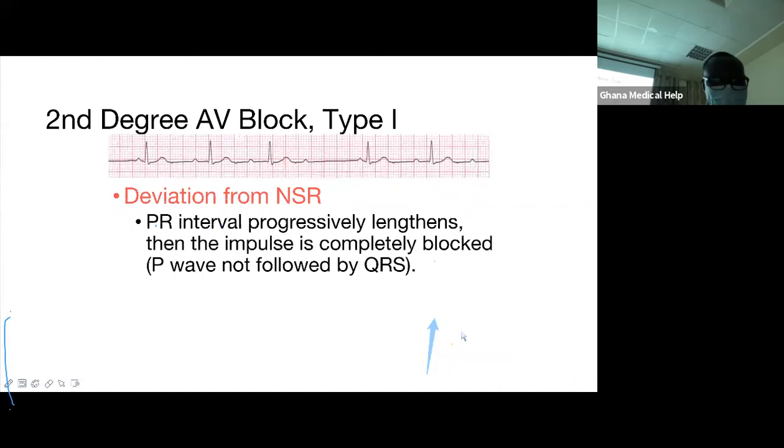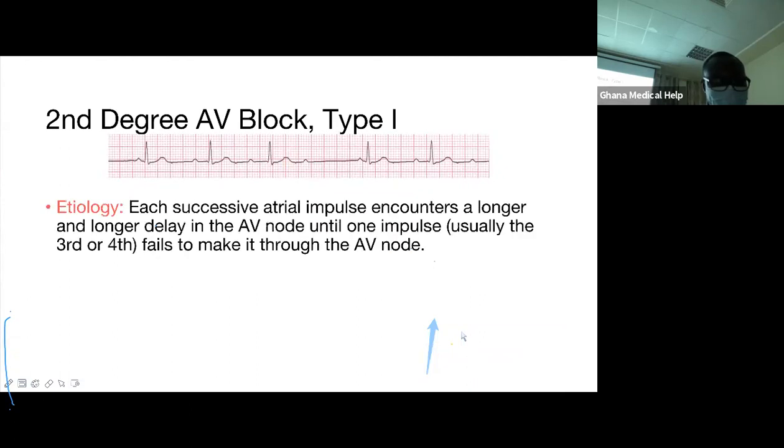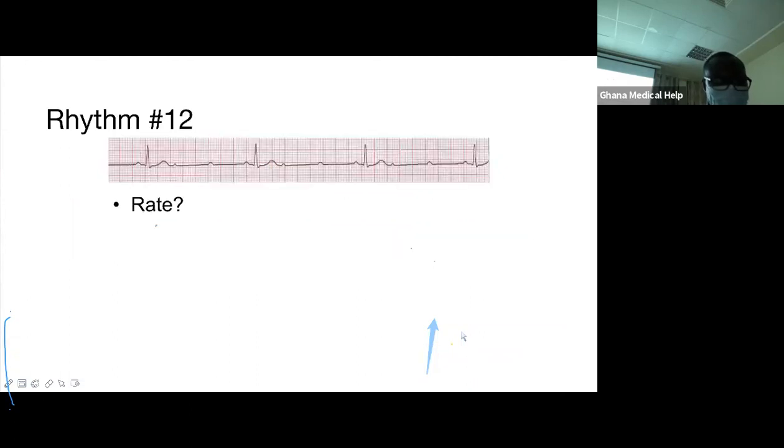What happens in type 2? This is still type 1, a deviation from the normal. The PR, we've already said it. So let's go to type 2. The rate here, if you calculate with me, is about 40. So it's a bradycardia.